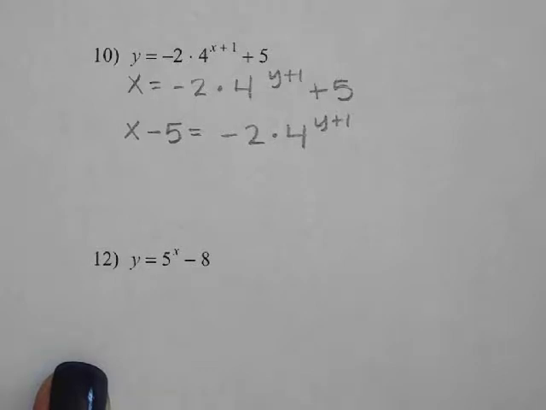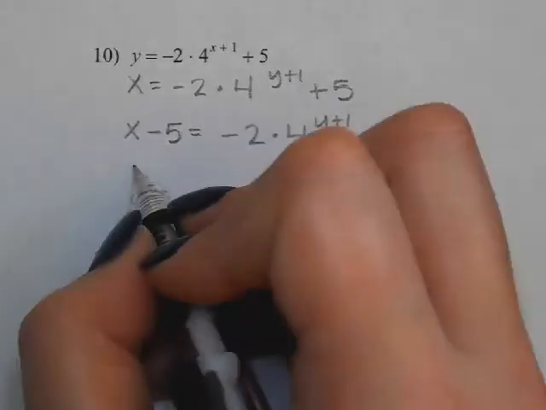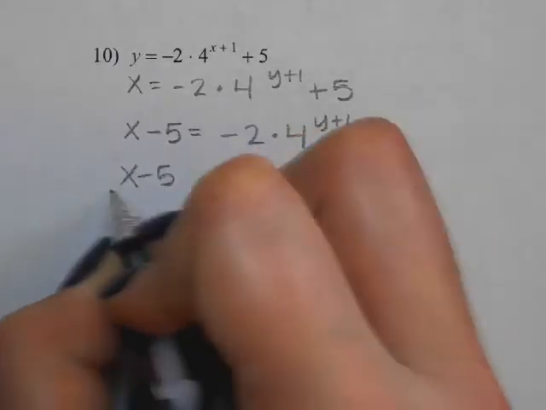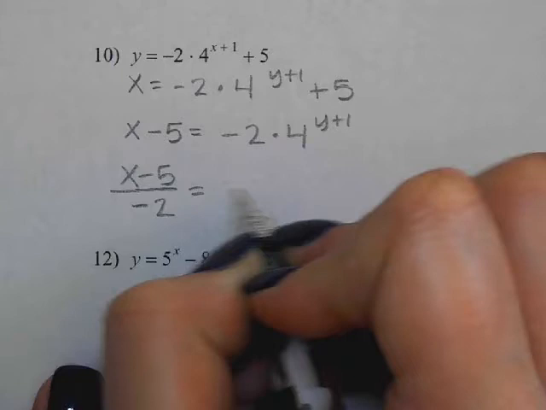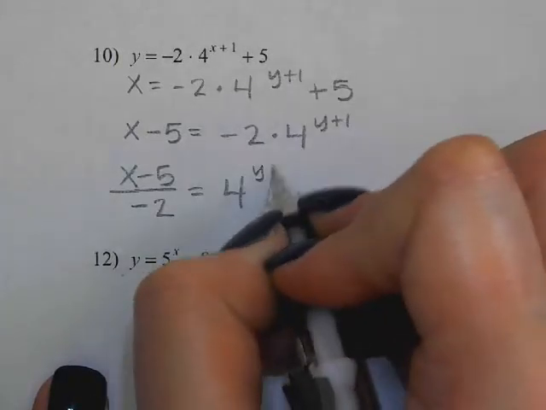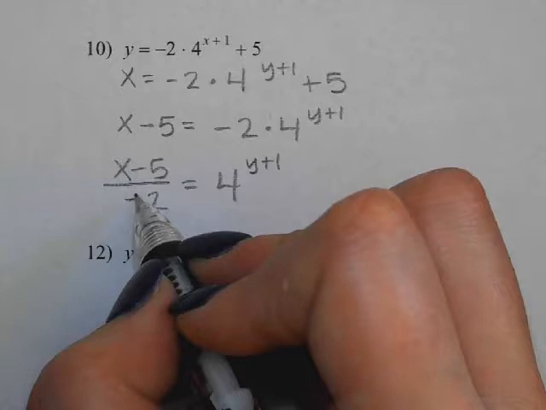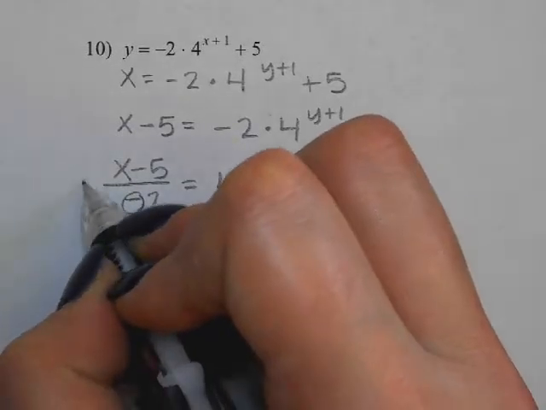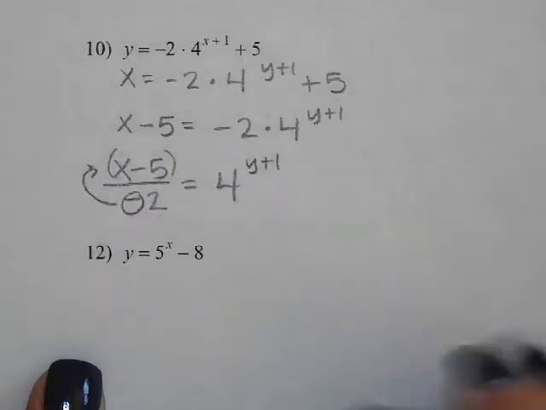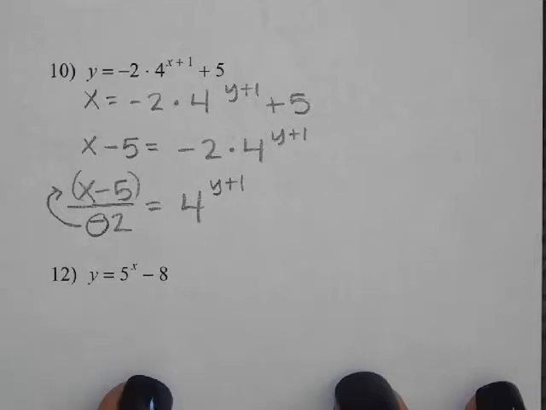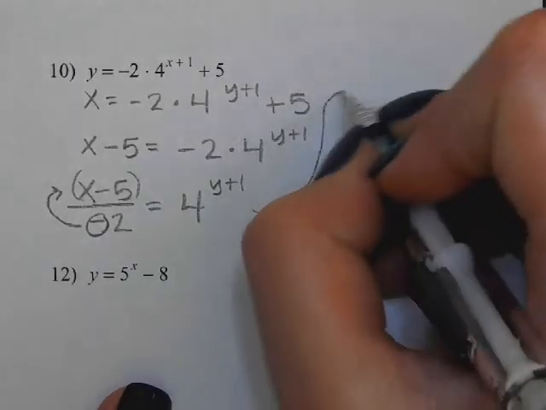Is there anything I could multiply or divide to the other side? Divide by negative 2. X minus 5 divided by negative 2 equals 4 to the y plus 1. Most people would not leave that negative on the bottom. So what should I do with it? I'm going to move it to the top, and what happens when I move it to the top? It'll be negative x plus 5. Okay, so I'm just going to write that up here.